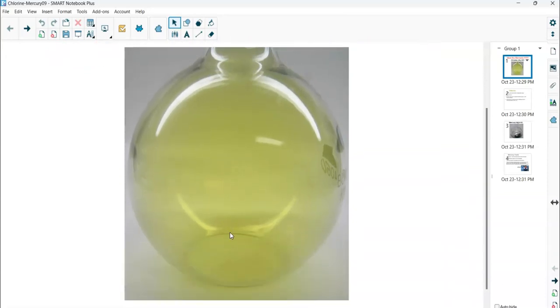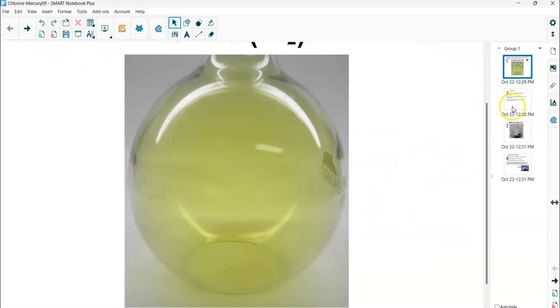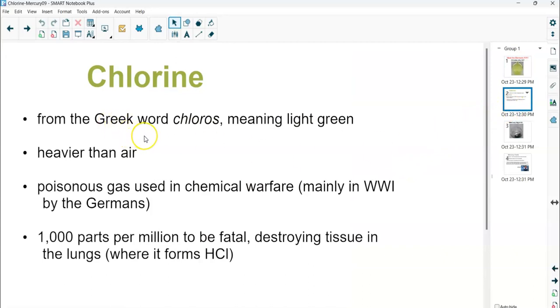So there will not be chlorine out when you walk around the room. Here's some interesting information about chlorine. It comes from the Greek word chloros. It's heavier than air. It's a poisonous gas, and it can be fatal when used.